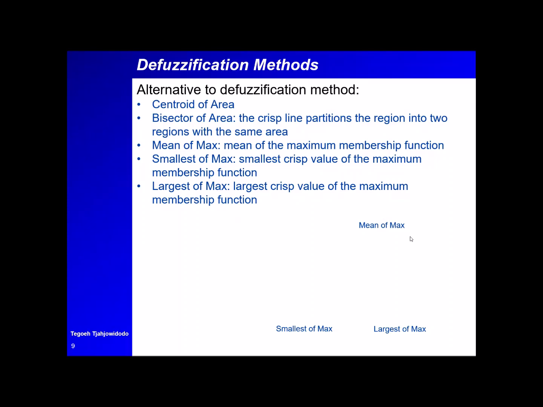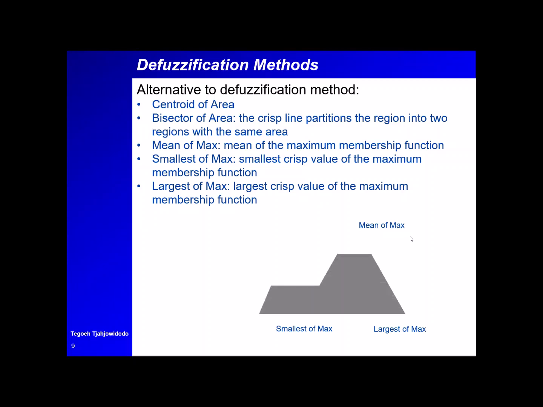The centroid of the area for the defuzzification technique is not the only approach. You can also use the bisector of area. If you are using the bisector of area, the crisp line will partition the region into 2 regions with the same area. So you have the gray area, you just split it into 2 regions with the same area. The splitting point is your defuzzified value.